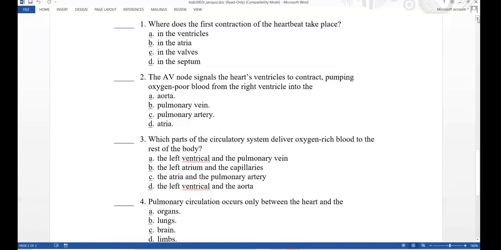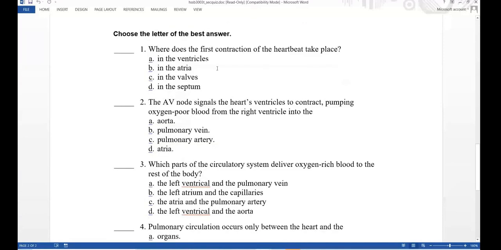Okay, number 1, where does the first contraction of the heartbeat take place? Is it A, in the ventricles, B, in the atria, C, in the valves, or D, in the septum? Where does the first contraction take place?